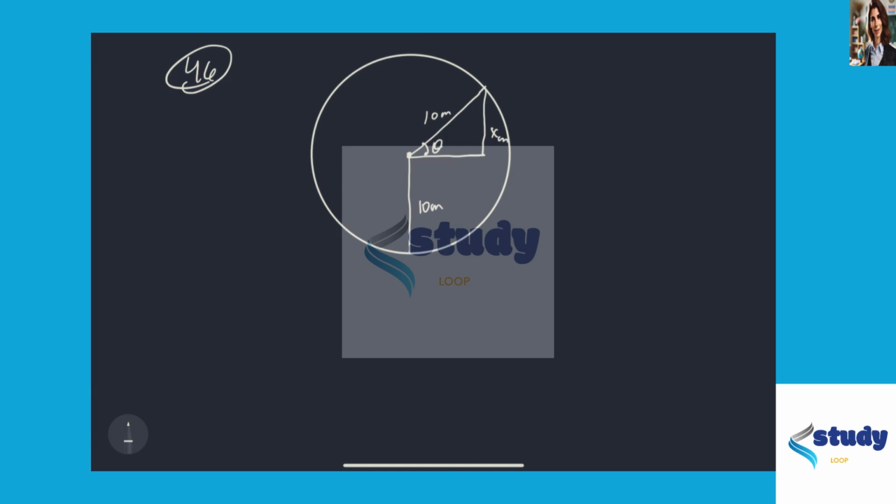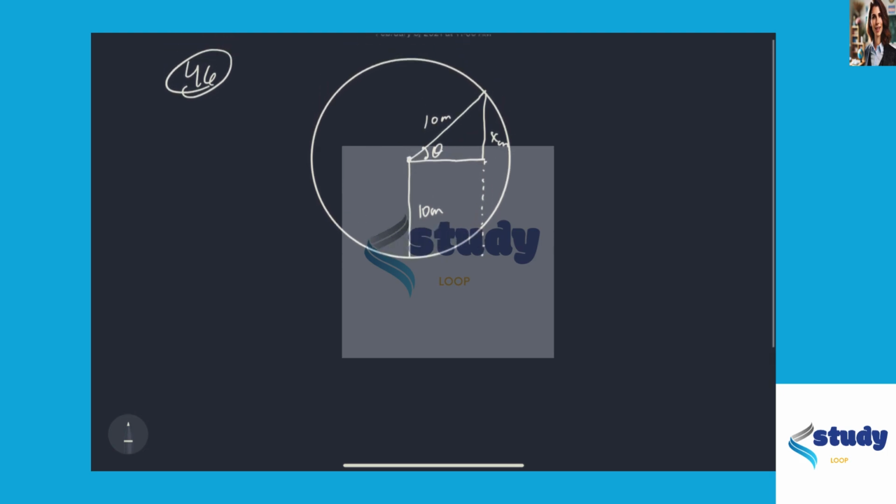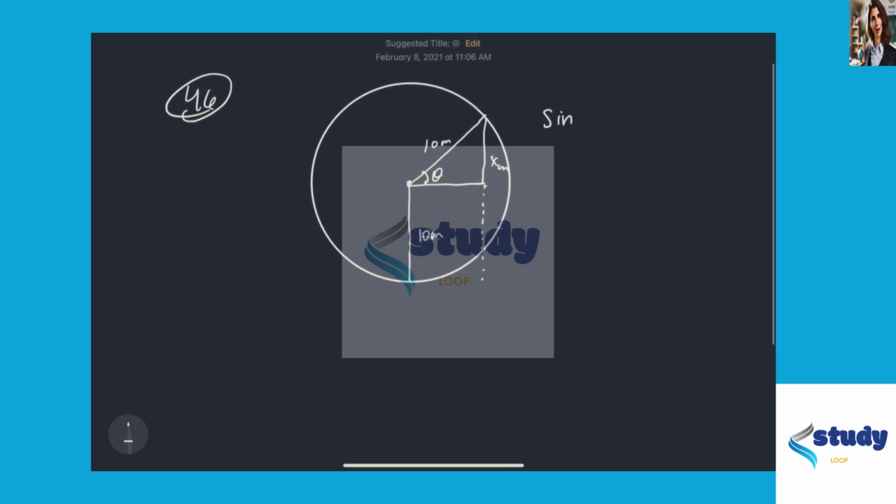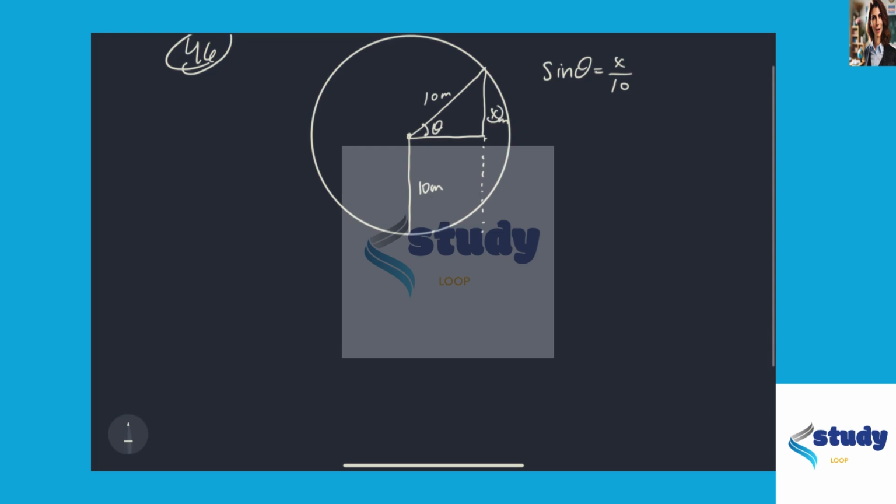So with all this in mind, we see that the height of the rider at any time is going to be x plus the 10 meters, because this is 10 meters from the ground. With that in mind, we see that the sine of theta is equal to x over 10. This is our x value. This is the 10 that we're talking about.